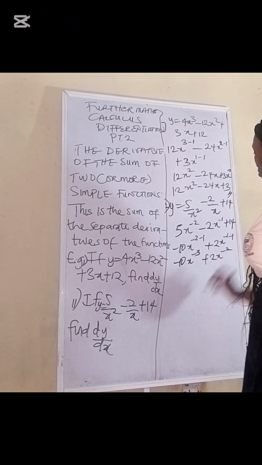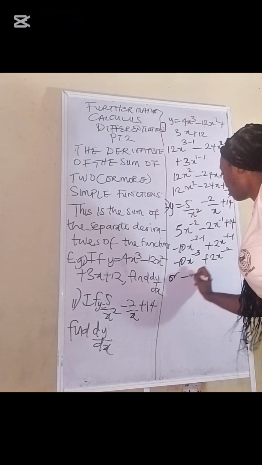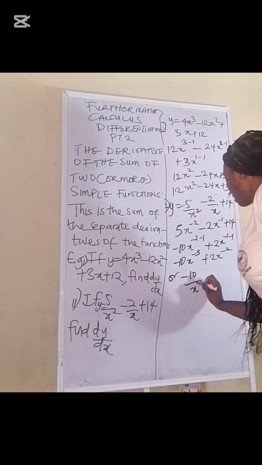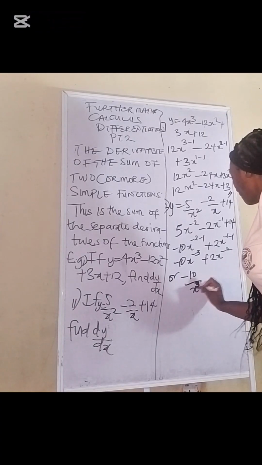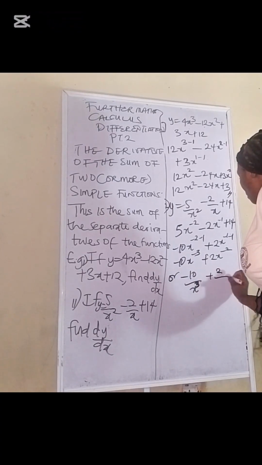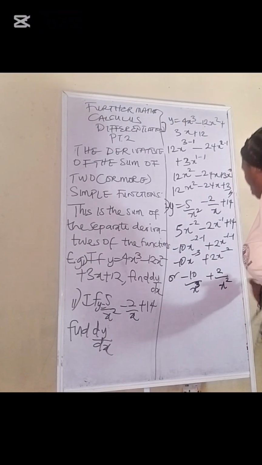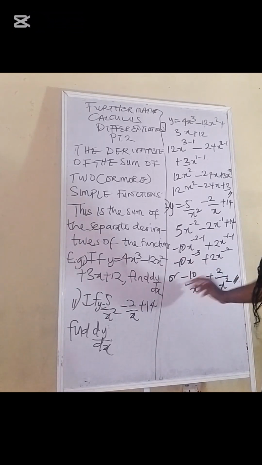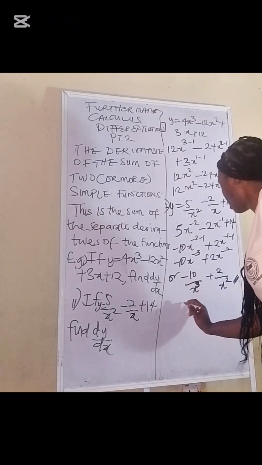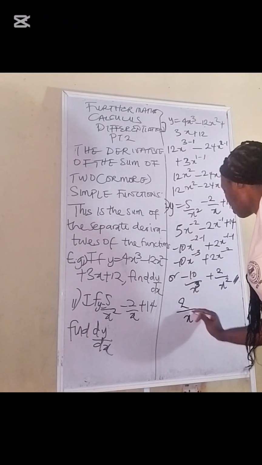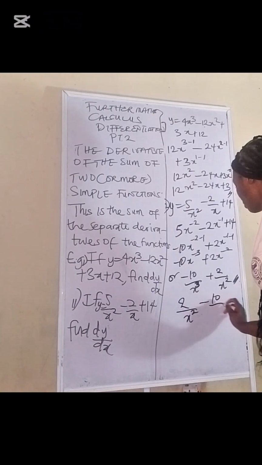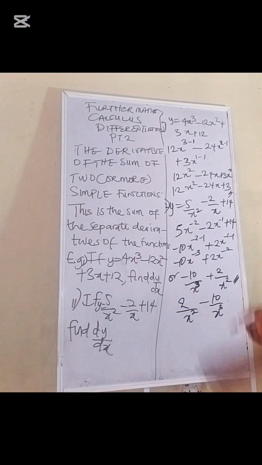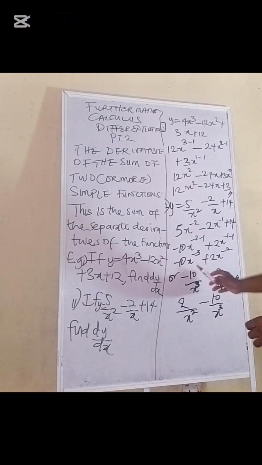You can leave it this way or just say minus 10 over x raised to power 3 plus 2 over x raised to power 2. Or, to bring the plus 2 before the minus, you can just say 2 over x squared minus 10 over x raised to power 3. If you see the answer as this, you can leave it this way, or if you see the answer as this, you can leave it this way.